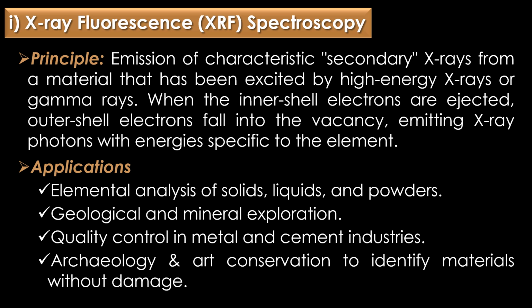The first type of X-ray spectroscopy is X-ray fluorescence spectroscopy or XRF spectroscopy. The principle of XRF spectroscopy is based on the emission of characteristic secondary X-rays from a material that has been excited by high energy X-rays or gamma rays. When the inner shell electrons are ejected, outer shell electrons fall into the vacancy, emitting X-ray photons with energies which are specific to the element.